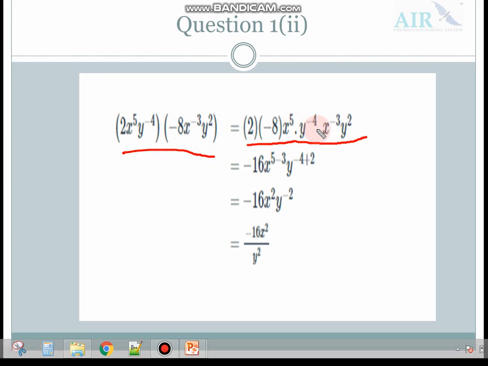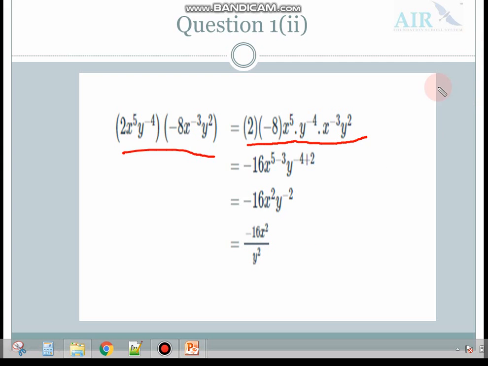It would be 5 plus bracket minus 3, so it would be 5 minus 3, as plus minus is equal to minus, 5 minus 3. Y minus 4, here we have y square, both are getting multiplied, both bases are same, so it would be minus 4 plus 2. So 5 minus 3 is 2 and minus 4 plus 2 is minus 2. Now getting this minus 2 into denominator, and it will be written like minus 16x square divided by y square. So this was a very easy question.